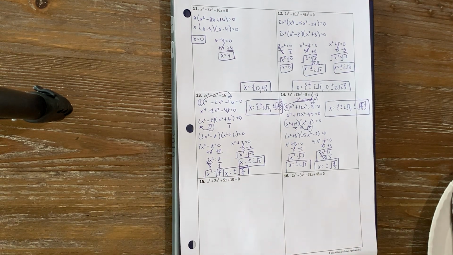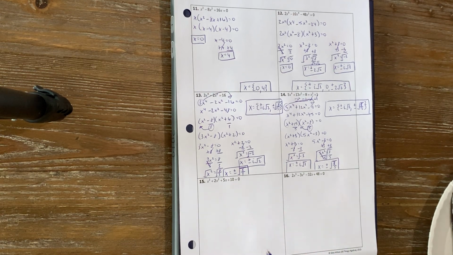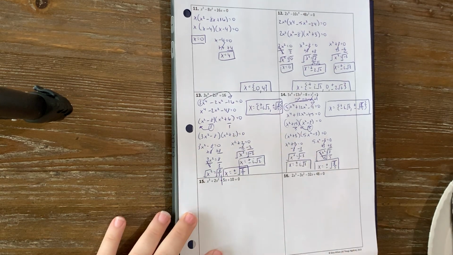Okay, all right, 15. We have 4 terms here. We do not have a greatest common factor we can take out of all of this. So we have to do the grouping method here because we have 4 terms. So cut it in half.